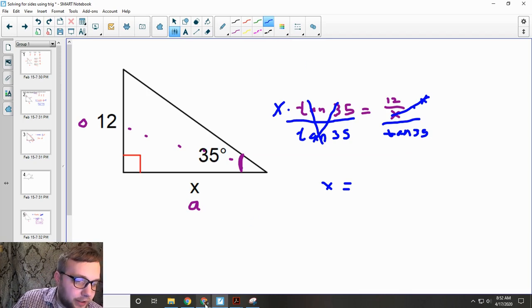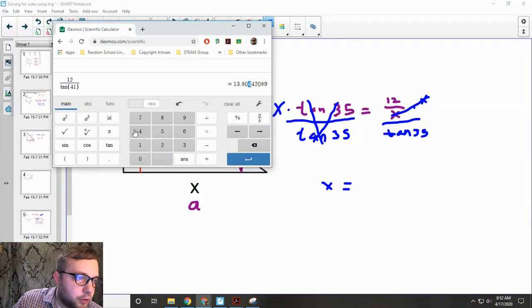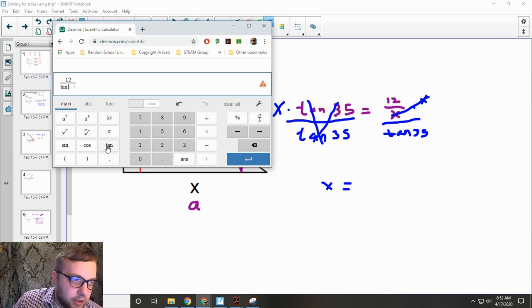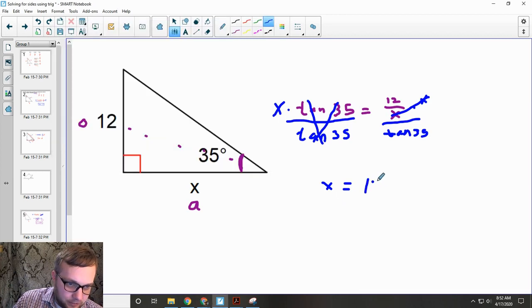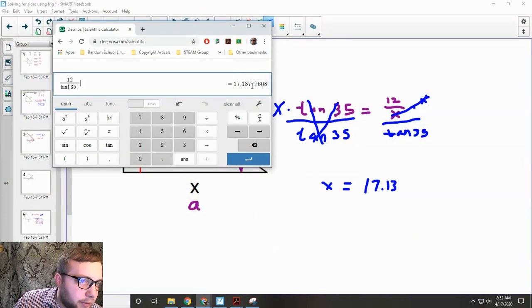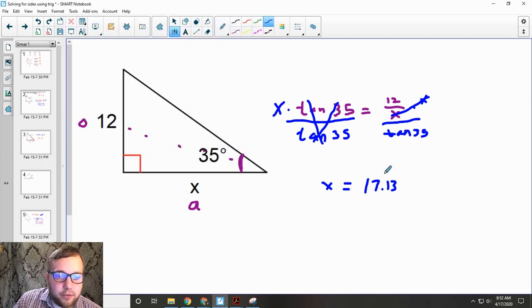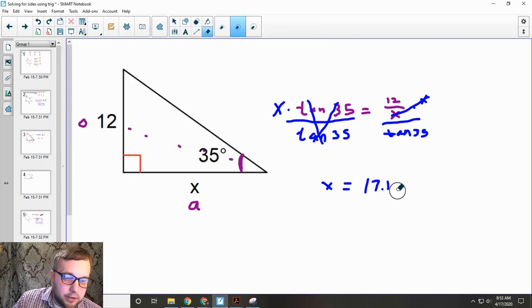All right, so I'm going to pull out my calculator. Let's clear all. 12 divided by the tangent of 35 degrees. And I get 17.13. Let's see if it's 3 or if I need to round up. Oh, okay, that's a 7, so that means I need to round up. It's not a 3, it's actually going to be a 4. So I'm going to erase that, because 7 is closer to 4 than it is to 3.